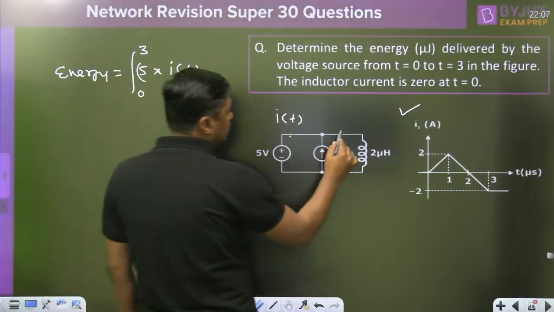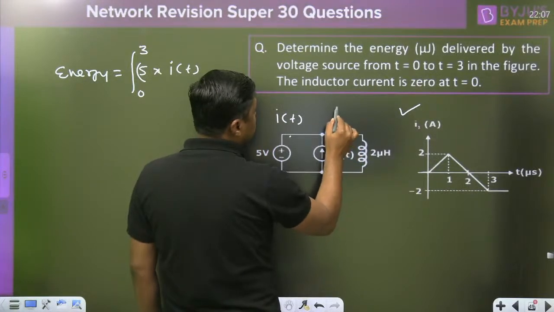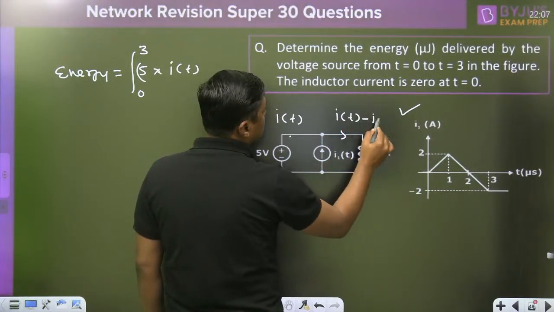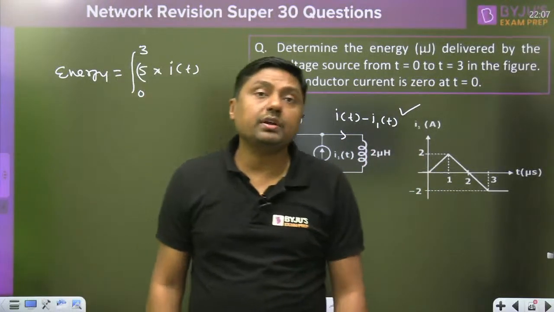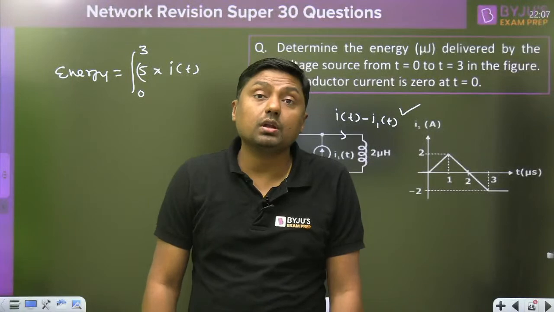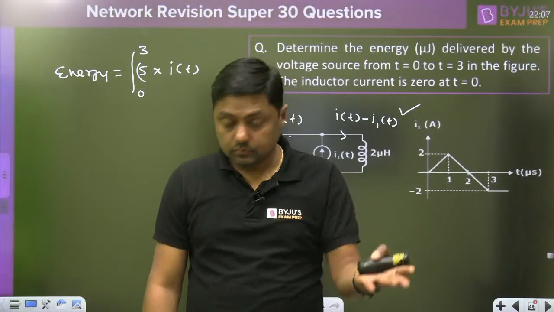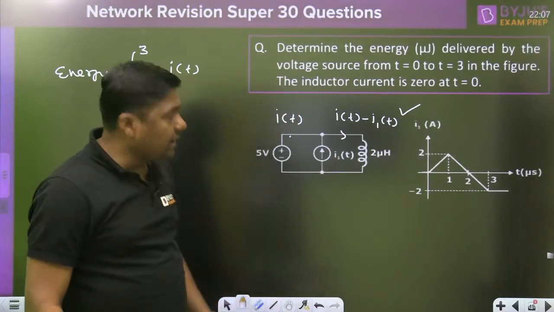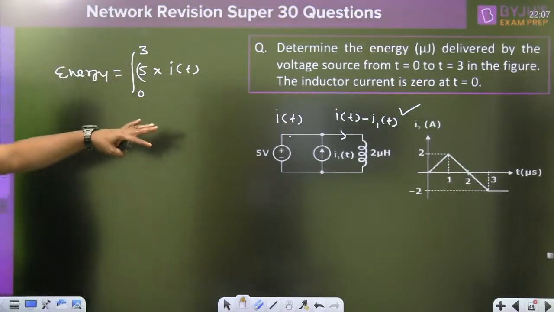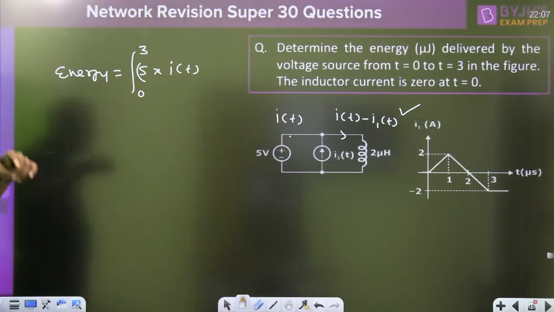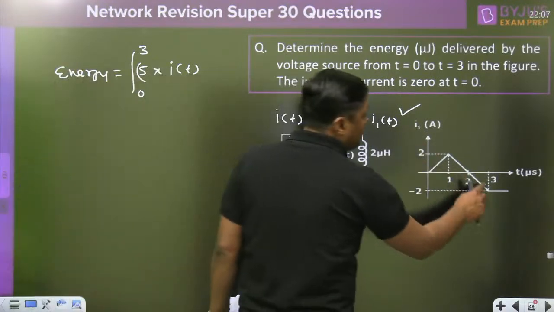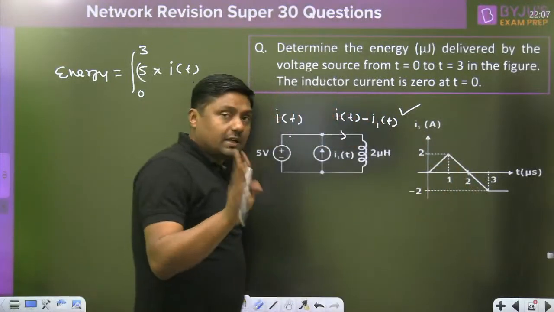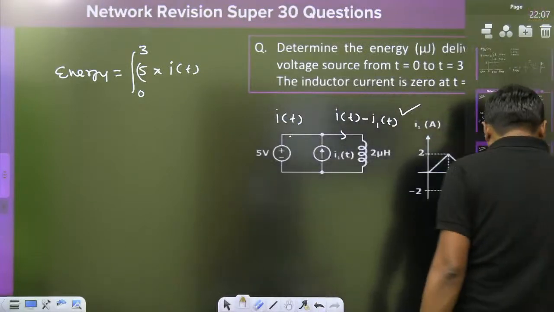And what will be the current here? i(t) minus i1(t). Initially, what will be the current through the inductor? It will be 0, because it does not allow a sudden change of current. So that is the current, i(t) minus i1(t), and get the equation, right. And then finally you can find it from 0 to 3. It is a variable. Up to 3 you have to find the energy. That is the assignment for you. I will solve it for you.